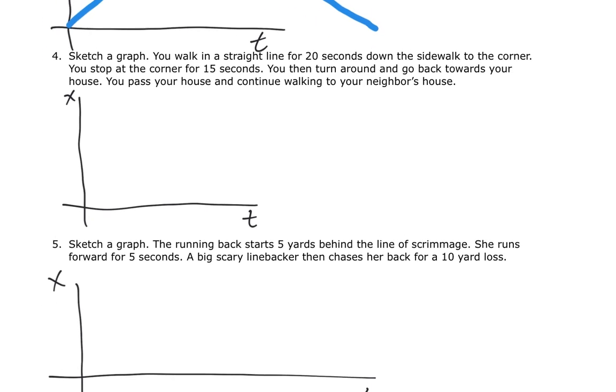All right, try a couple more. Now we're going to sketch a graph. We're going to walk in a straight line for 20 seconds down the sidewalk to the corner. We're going to stop for 15 seconds. Then we're going to turn around and go backwards, but we're going to pass where we originally started from. We're going to go to a different neighbor's house.